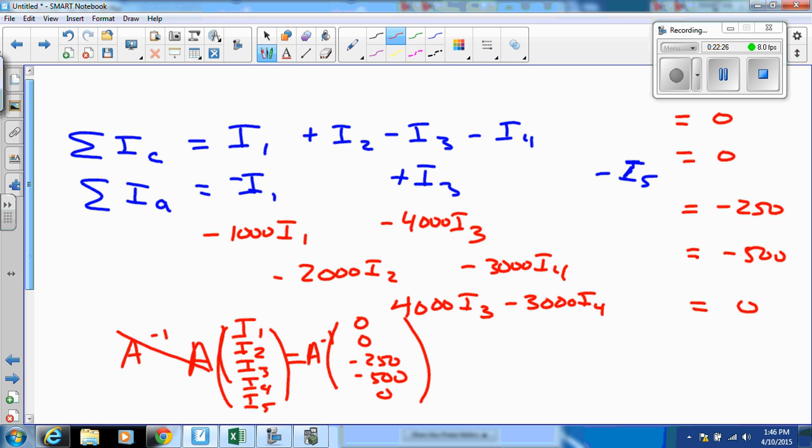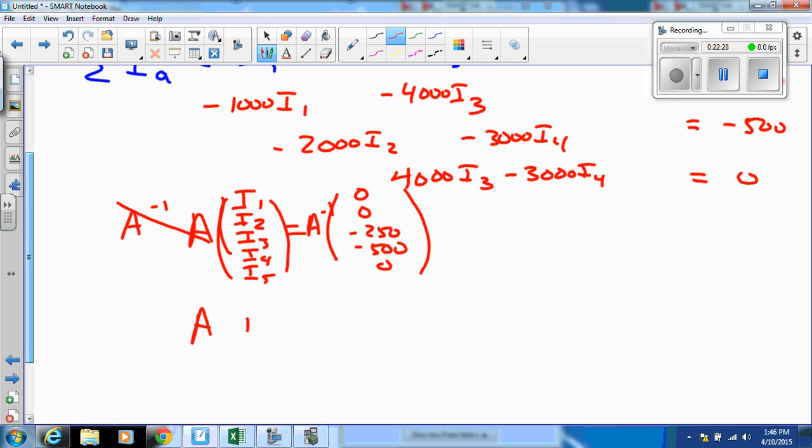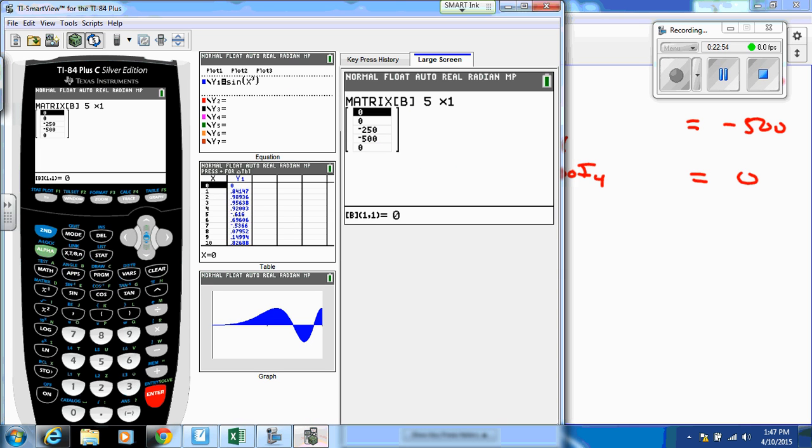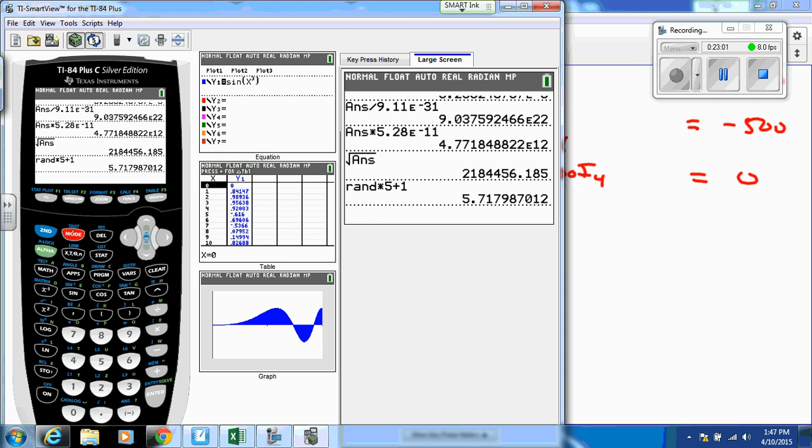Okay, at this point we have entered our matrix A, we've entered our matrix B, and we have the equation AI is equal to B. So all that we need to do now is to divide both sides by A, or multiply both sides by the inverse of A, and we can do that in one simple step. So I go back to my calculator, and I quit out of all this, because I've got my equation entered. And now what I'm going to do is to literally enter A inverse times B, like so.